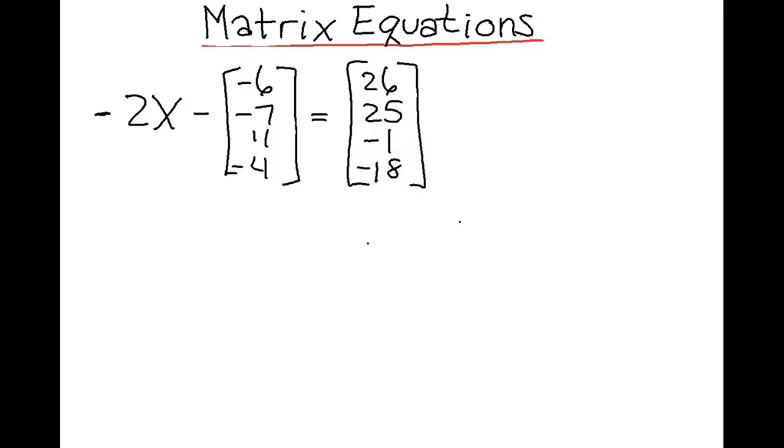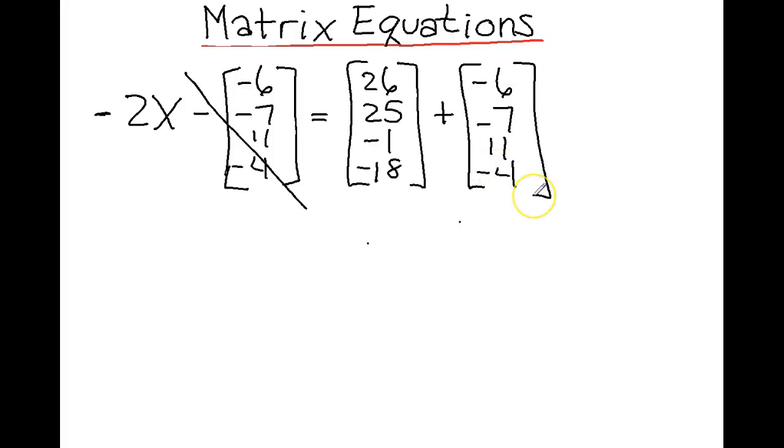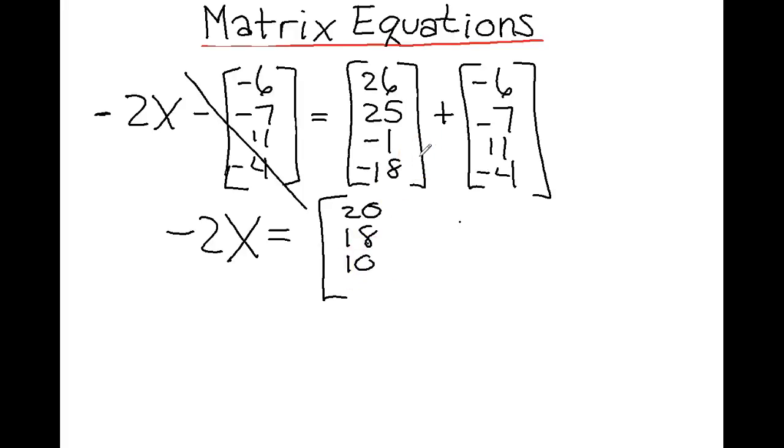Alright, so since we are subtracting this matrix here, in order to get rid of it and move it to the other side, we're going to have to add it to both sides. So I'm going to cross it off here and add it over here. And when I add that, what do I get? I get -2 times matrix X equals 26 plus a -6 is 20, 25 plus a -7 is 18, -1 and 11 is 10, and -18 plus a -4 is a -22.